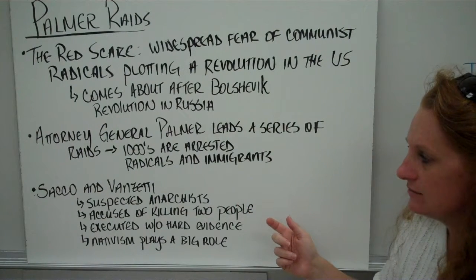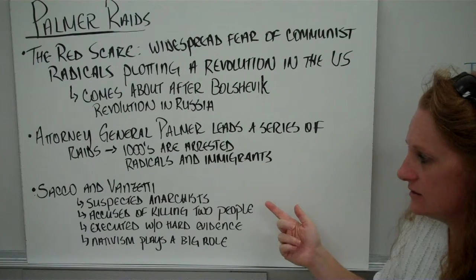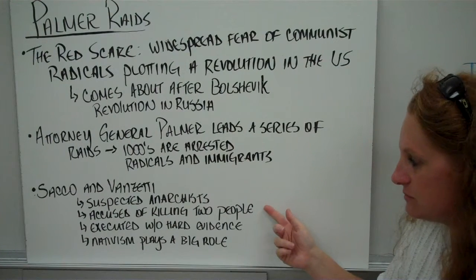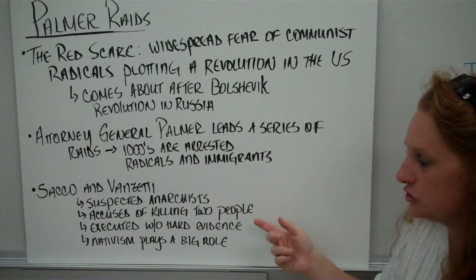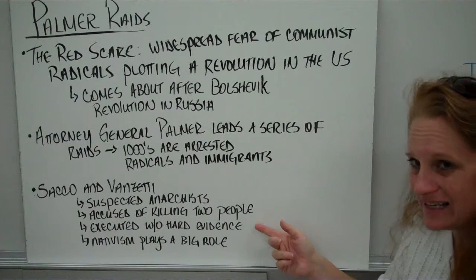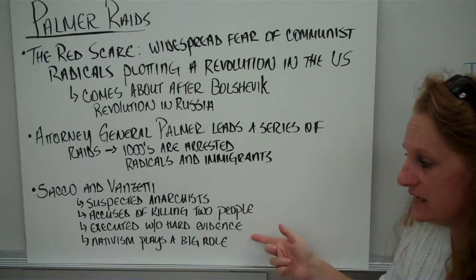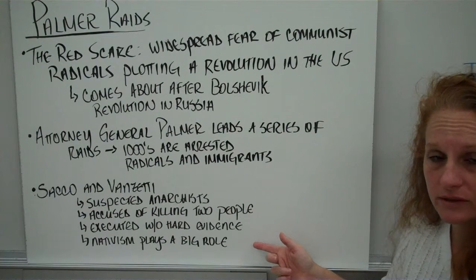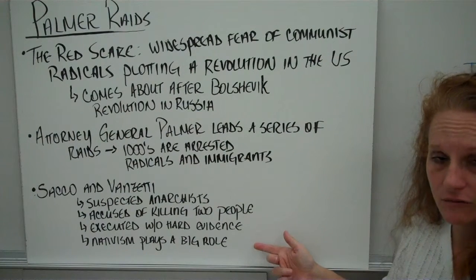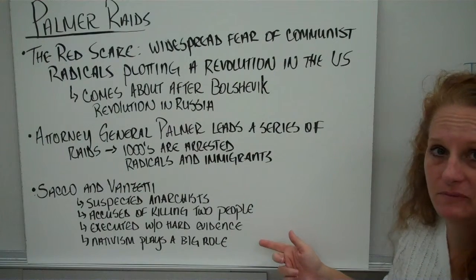Sacco and Vanzetti are suspected anarchists who are accused of killing 2 people. They're arrested, tried, and executed without any hard evidence. And it's a prime example of nativism playing a big role in deciding the fate of 2 men who may or may not have been innocent.